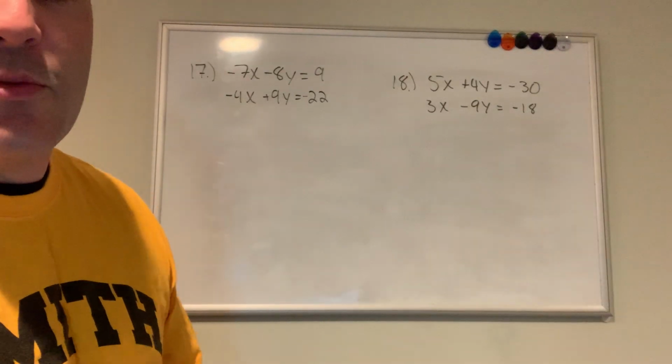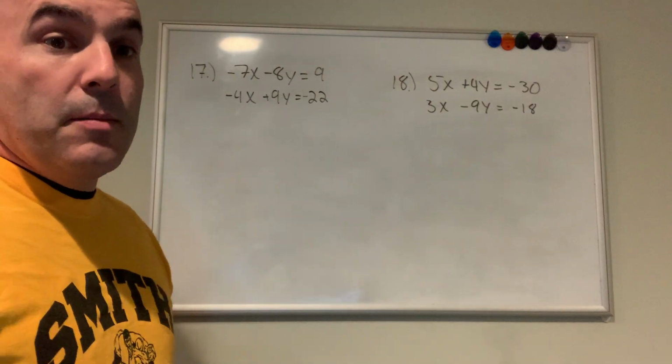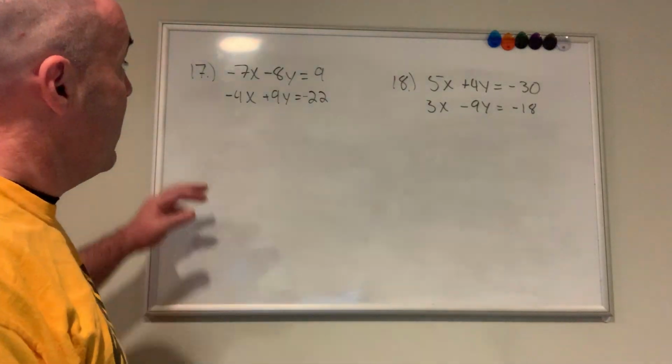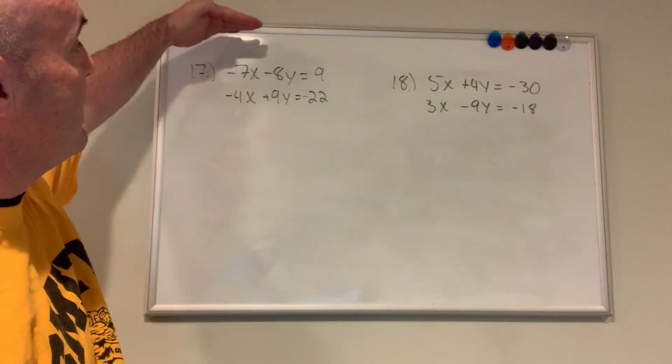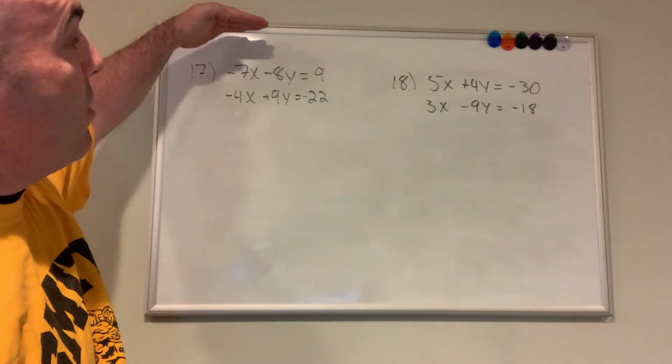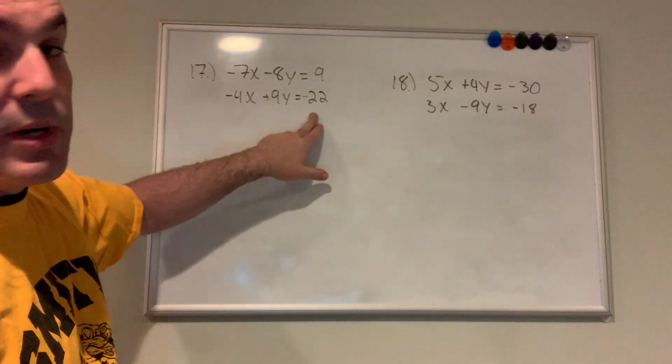Okay, moving on with the Kudasov worksheet. These are problems that are going to start getting really tough, and you'll see why in a minute. If I'm taking a look at the x's, first let me read it. We've got negative 7x minus 8y is equal to 9. Negative 4x plus 9y is equal to 22.